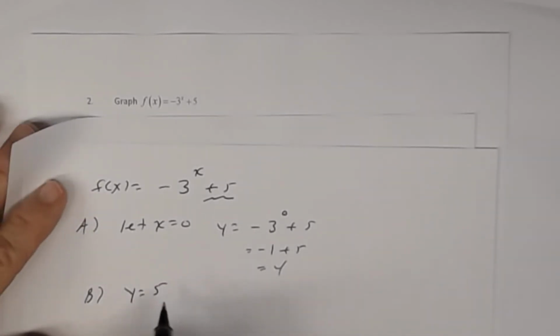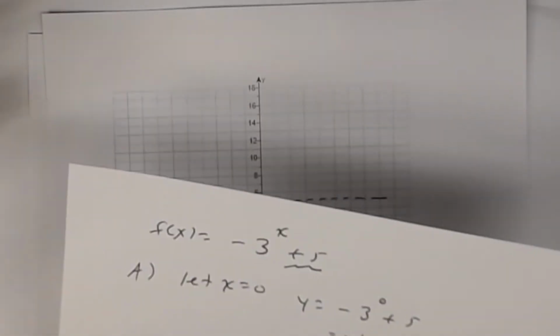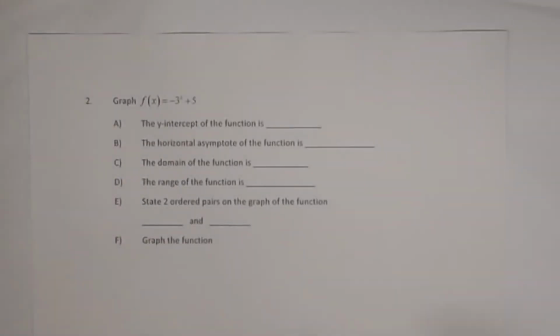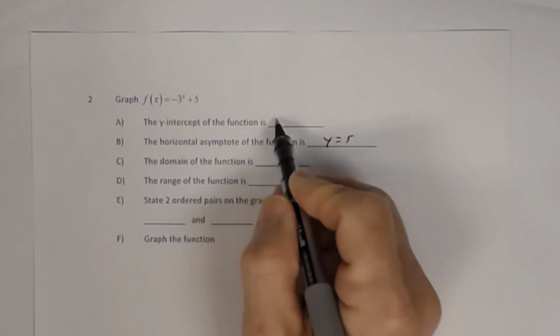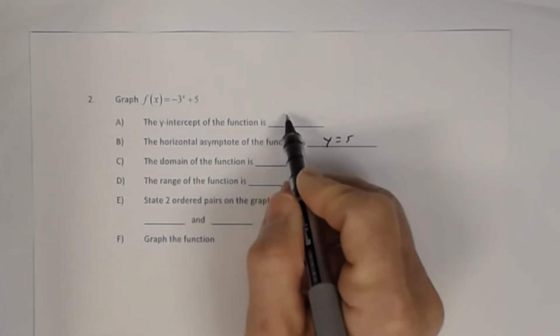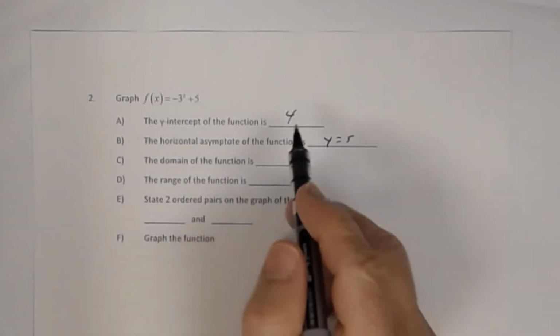So right now I'm going to go to the graph, and I'm going to put the horizontal asymptote, the dotted line, at y equals 5 right here. Okay? All right, so that's my horizontal asymptote, y equals 5. So you must say y equals 5, and then the y-intercept here was 4. The domain, remember, the domain of all exponential functions is all real numbers.